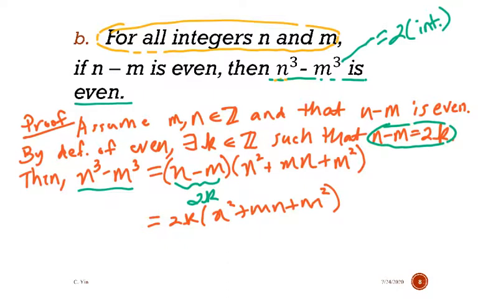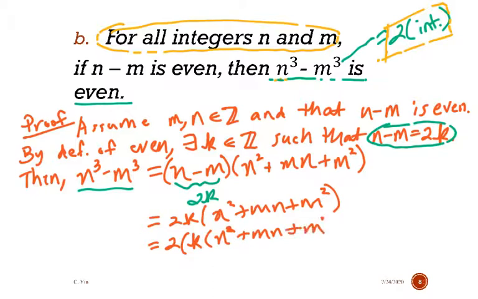And so remember what we're aiming for. We're trying to write this n cubed minus m cubed as 2 times an integer. Well, is this 2 times an integer? It's certainly 2 times something. So let's rewrite it as 2 times k times this n squared plus mn plus m squared.